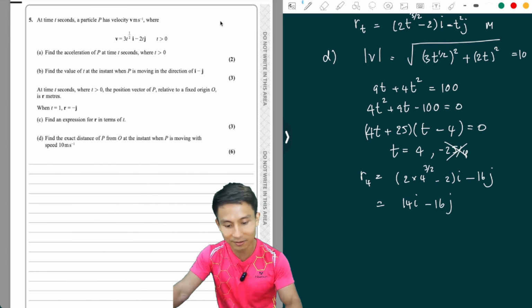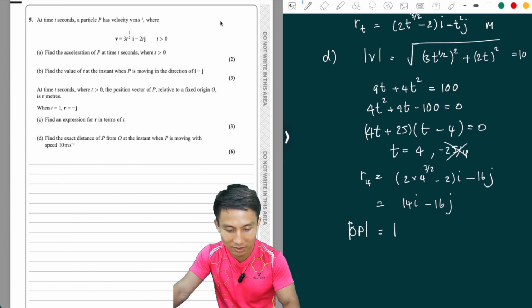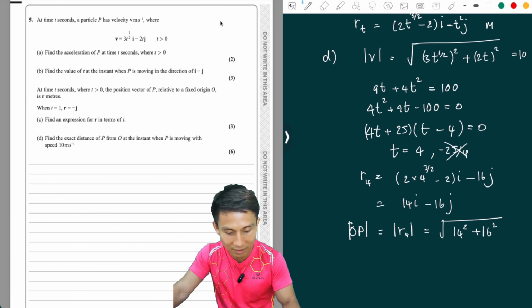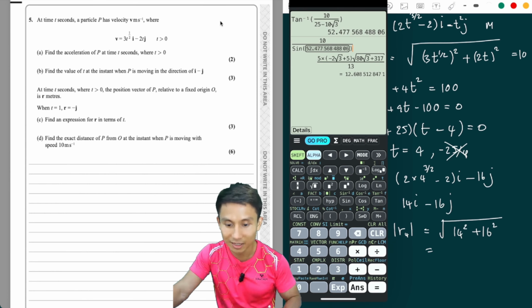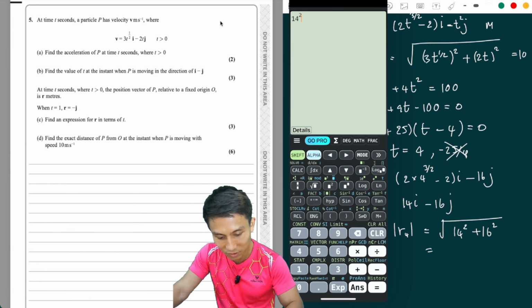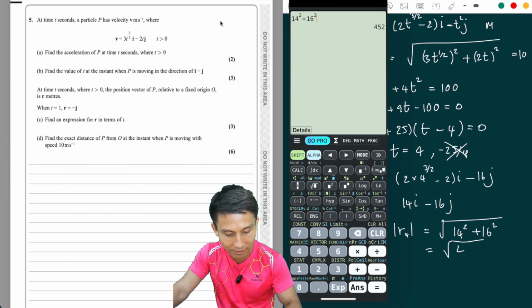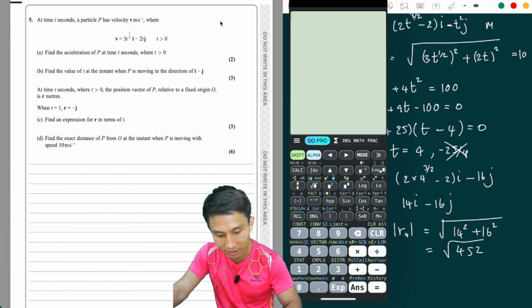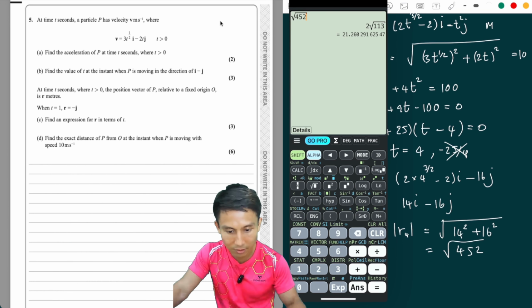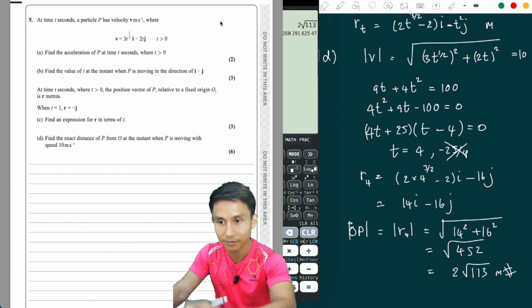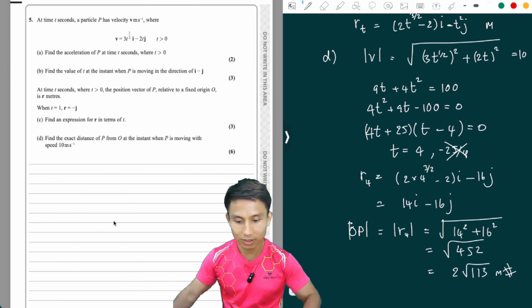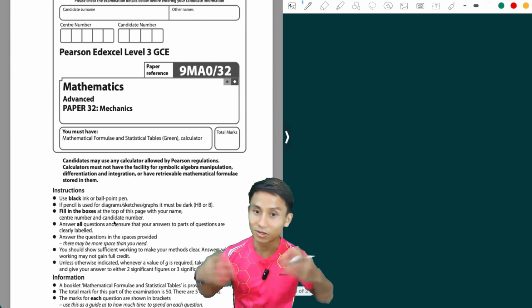And that doesn't change. So the exact distance, OP here, would be just the modulus of that r at 4, which is the Pythagoras of 14 and 16. The exact distance. Okay, here we go. 14 squared plus 16 squared. Can that be simplified? Let's find out. Yep, 2 root 113 meters. Okay. Let's go to the next question on the next year now.